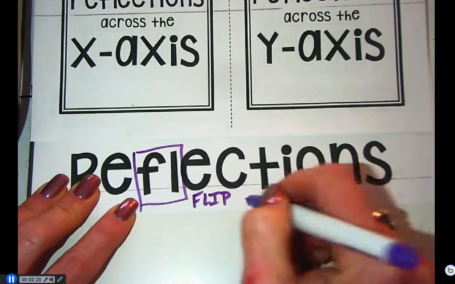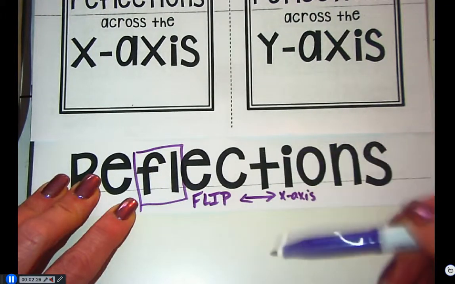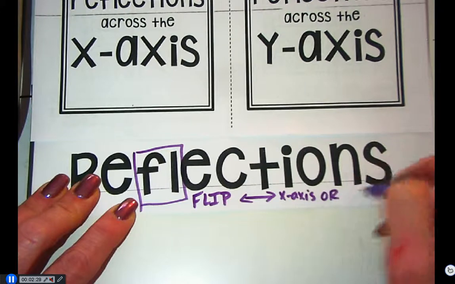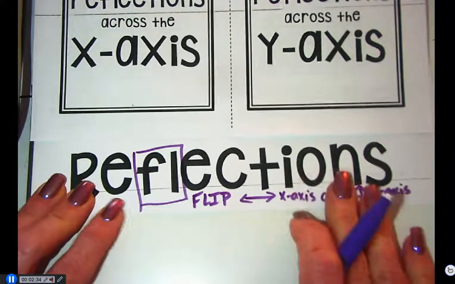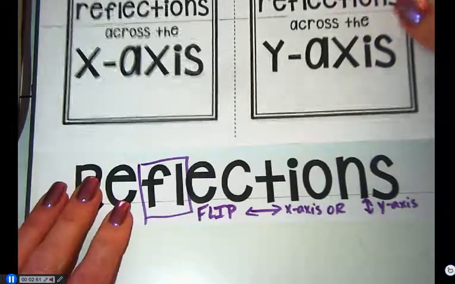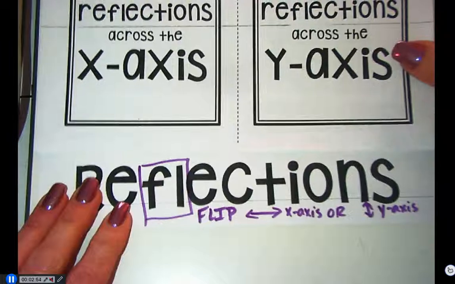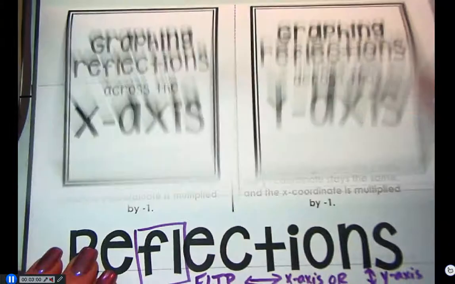So a flip can be across the x-axis. Okay, so we can be flipping up or down across the x, or it can be across the y-axis. So we have one or the other. So we've got two different types of flips. We're either going to flip shapes or reflect shapes across the X, or we're going to reflect them across the Y. So let's go ahead and get started. We're going to start with the X-axis, and we're looking at shapes on the coordinate grid.